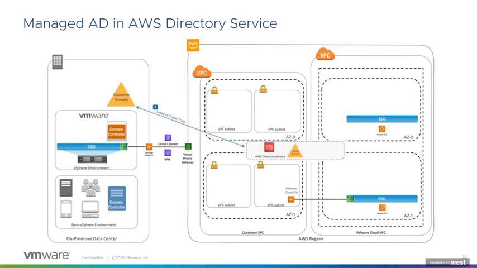I don't show it on my diagram here, but you also could have a single on-premises Active Directory domain that you've simply extended to include the cloud. That would be using the other flavor of AWS Directory Service called an AD connector. I don't have that on the diagram here, but that is also an equally valid option.